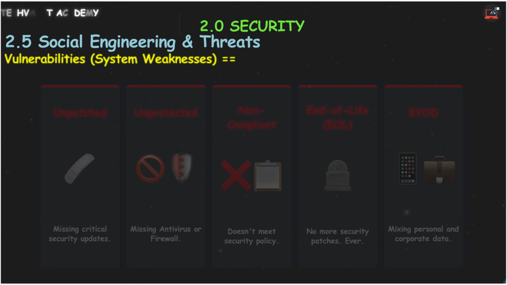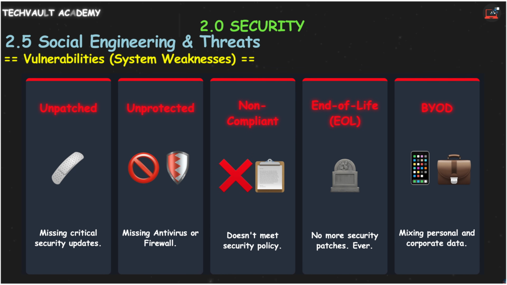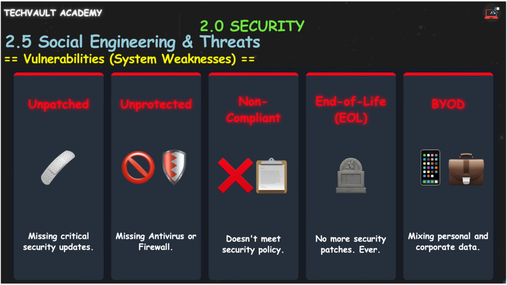Finally, let's talk about vulnerabilities, the weaknesses that allow these attacks to succeed. Unpatched systems are a massive vulnerability. If you miss Microsoft's Patch Tuesday, attackers will create exploits for those known flaws. Similarly, unprotected systems missing an antivirus or firewall are easy targets. A non-compliant system is any device that doesn't meet the company's security baseline. Systems that are end-of-life, or EOL, are the most dangerous, as the vendor no longer provides security updates for them.